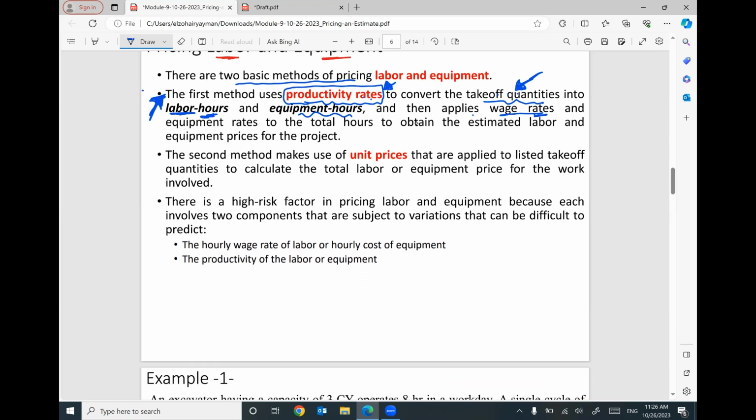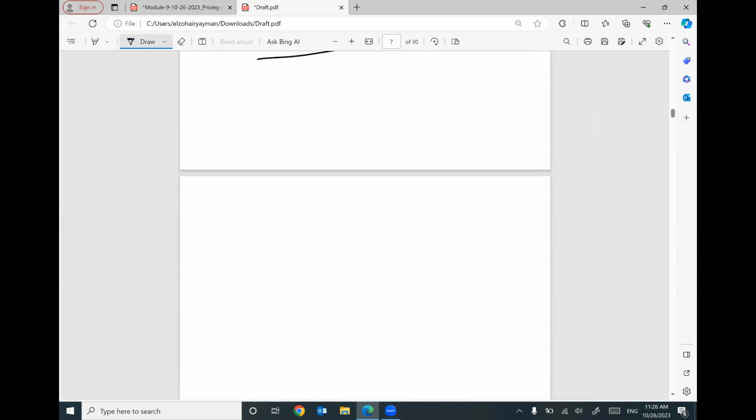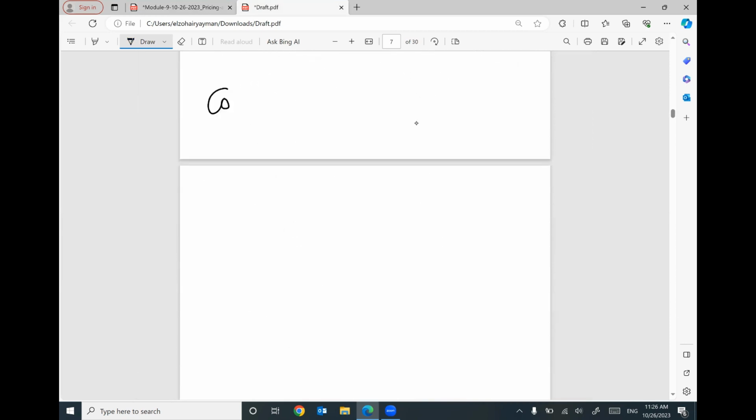The second method is unit price that are applied to listed takeoff quantity to calculate the total labor or equipment price for the work involved. Sometimes we have a concrete contractor.